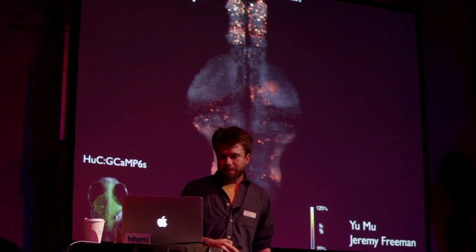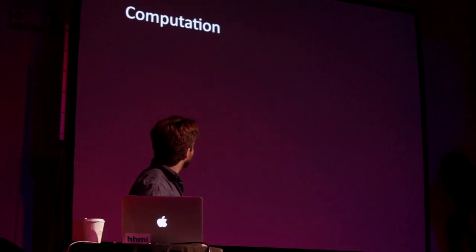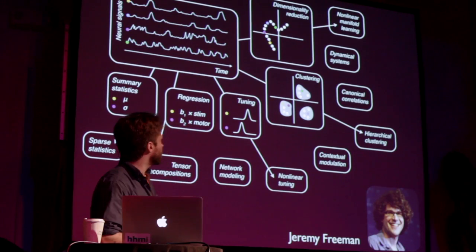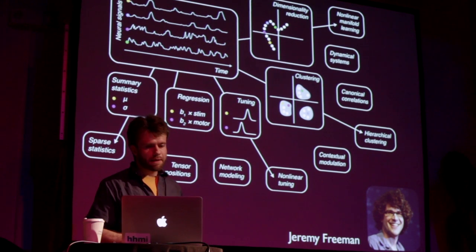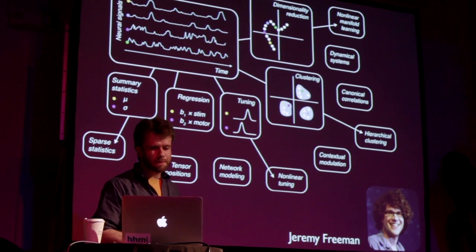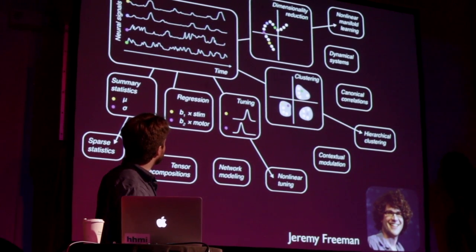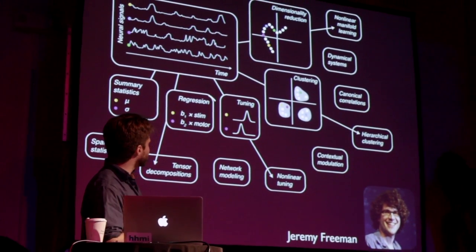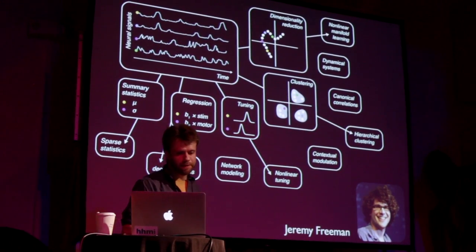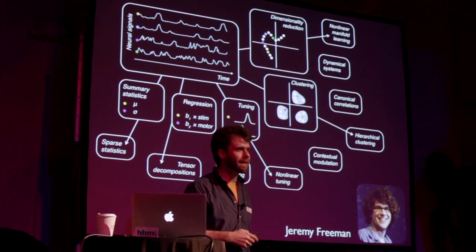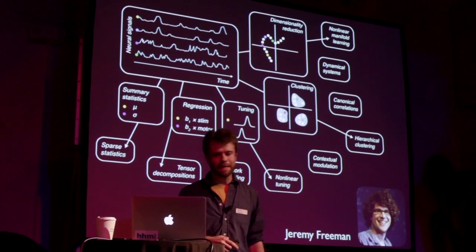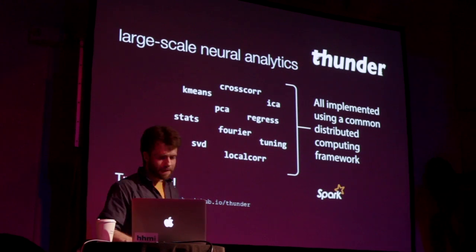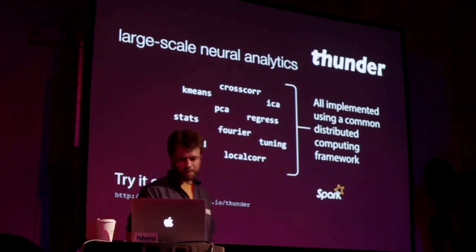All right, the third piece of technology is computation. And this is all in collaboration with Jeremy. He built a library of analyses on top of the Spark framework for distributed computing, including dimensionality reduction, univariate analyses, including regression, and so on. And the idea is to expand this library to include more complex analyses. He called this Thunder, and it's freely available.